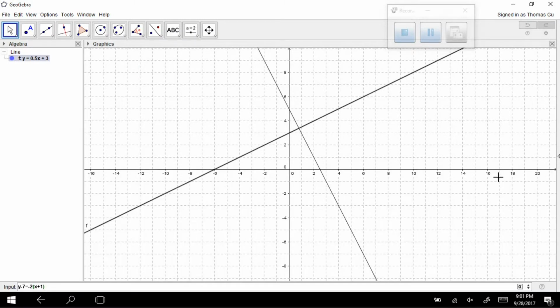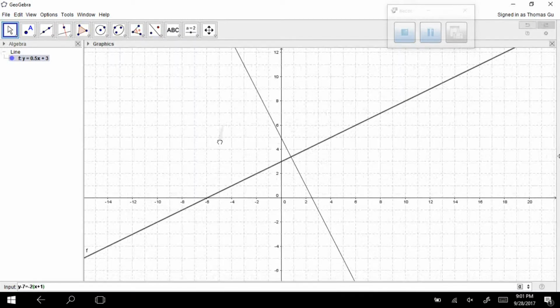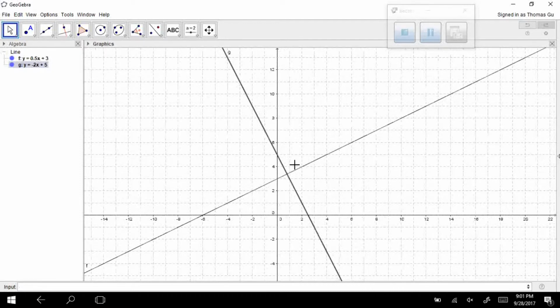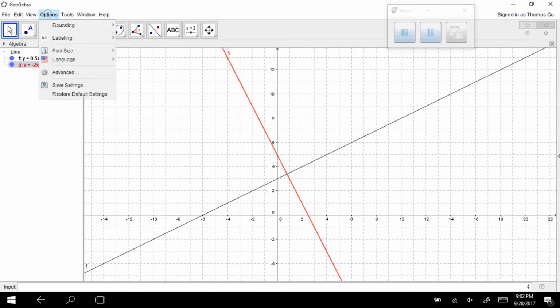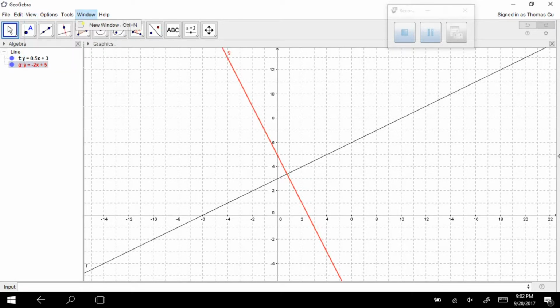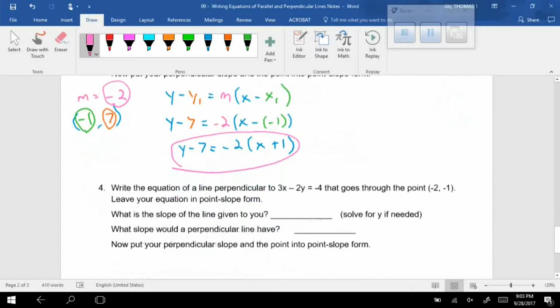And is that perpendicular? Look at it. Yes, it is. Look at that. It goes perpendicular straight through. And does our new line, this red line, go through the point -1, 7? Let's look. -1, 7. There it is. It does go through that, and it is perpendicular. So there you go. We know we got the answer right. Okay. And on to the last example.